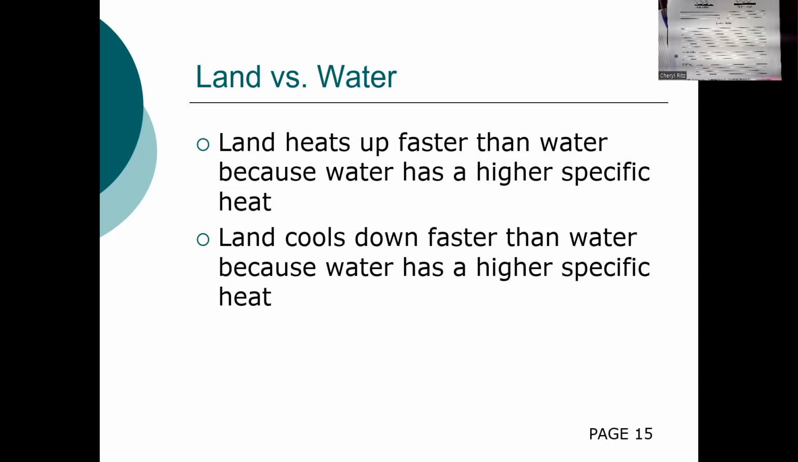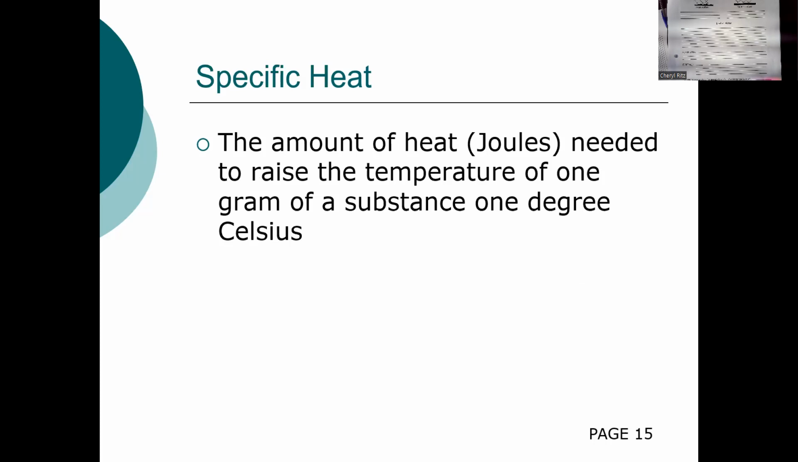So the land always heats up faster because it has a lower specific heat. Or in this case, I worded it the other way, but it means the same thing. Land heats up faster than water because water has a higher specific heat. So clearly, we have to make sure you understand exactly what specific heat is before we continue. That's the next bullet, the definition of specific heat. Specific heat is the amount of heat, again measured in joules, needed to raise the temperature of 1 gram of substance 1 degree.